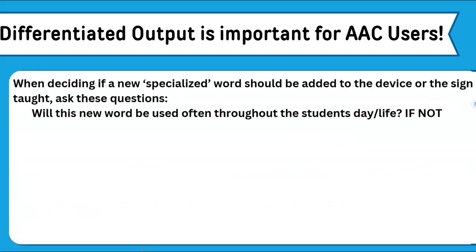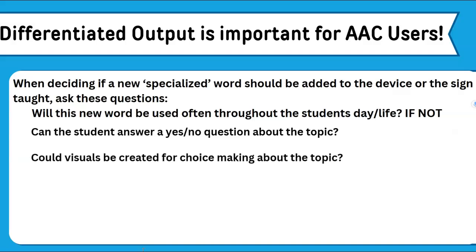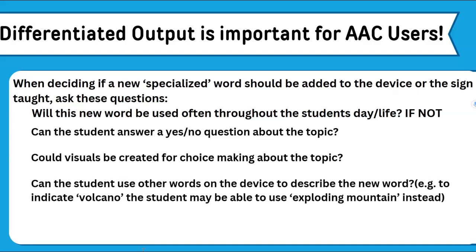So when deciding if a new specialized word should be added to the device or a new sign taught, ask these questions. Will this new word be used often throughout the student's day in life? If not, can the student answer a yes or no question about the topic? Could visuals be created for choice making about the topic? Can the student use other words on the device to describe the new word? For example, to indicate volcano, maybe the student would be able to use exploding mountain instead.